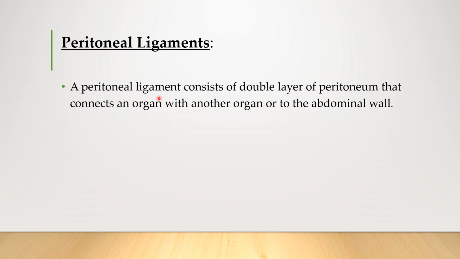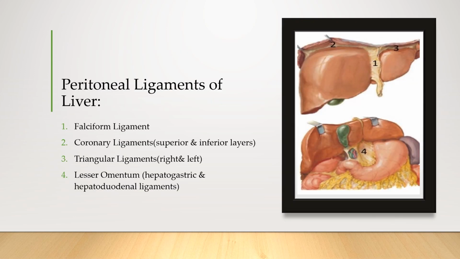That is, a peritoneal ligament consists of a double layer of peritoneum that connects an organ with another organ or to the abdominal wall. Students, moving towards the peritoneal ligaments of the liver, these are double layer folds of peritoneum that are connecting the liver with other viscera as well as to the anterior abdominal wall. The majority of the liver ligaments are the embryological remnants of blood vessels, which have later on regressed.